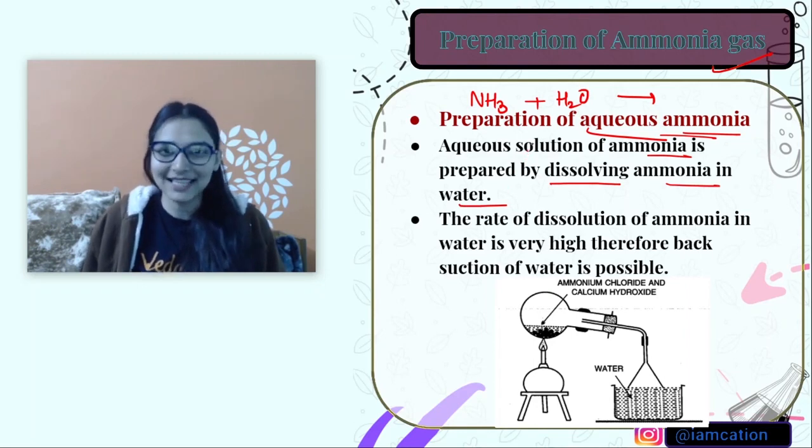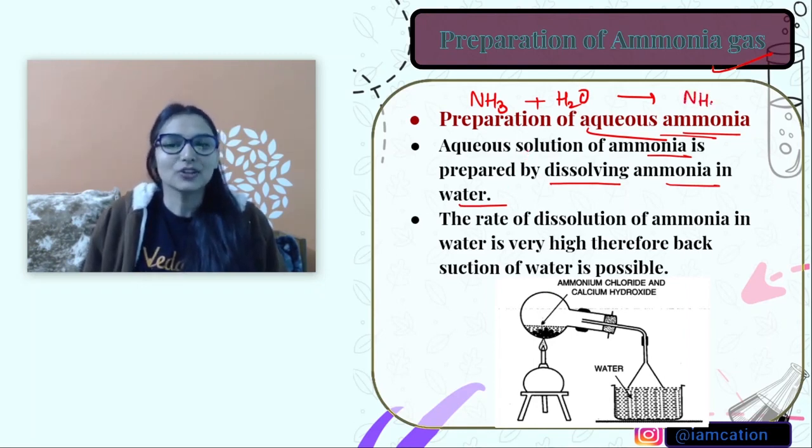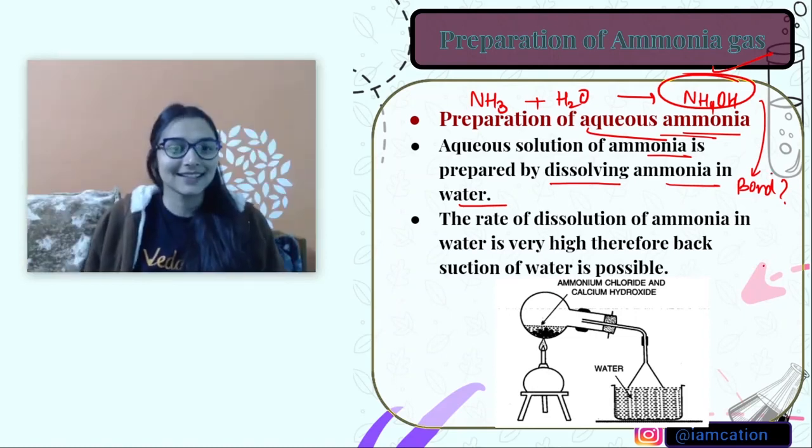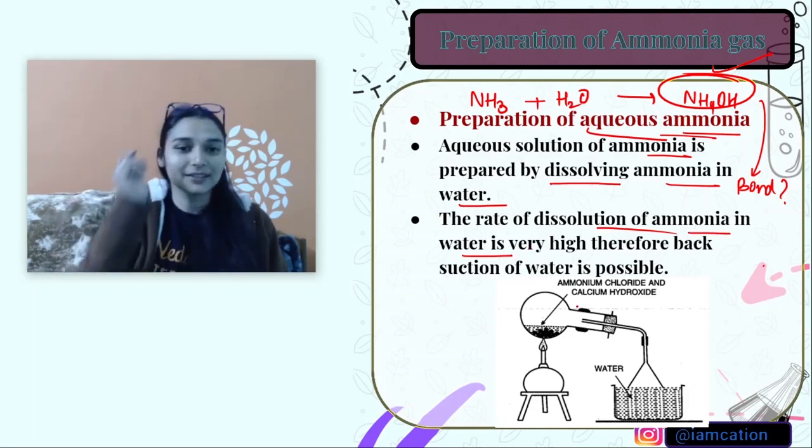You get ammonium hydroxide, right? So ammonium hydroxide, what kind of bond is it having? Can you tell me what kind of bond it is having? Covalent, ionic, coordinate? Think about it. Tell me the answer in the comment section. The rate of dissolution of ammonia in water is very high, guys. This is something you have to pay attention to.